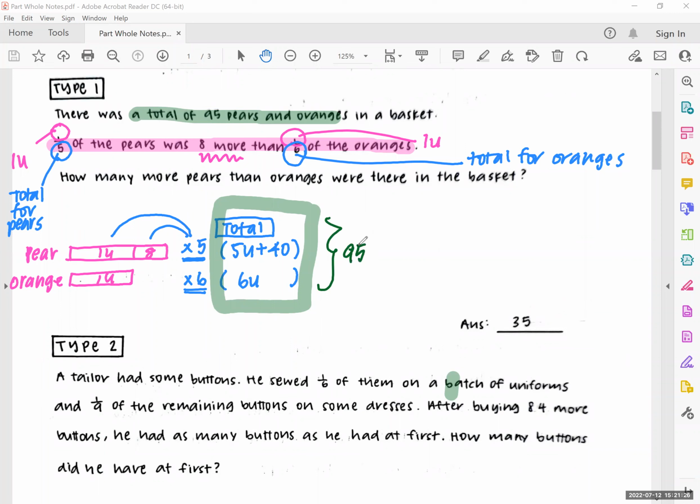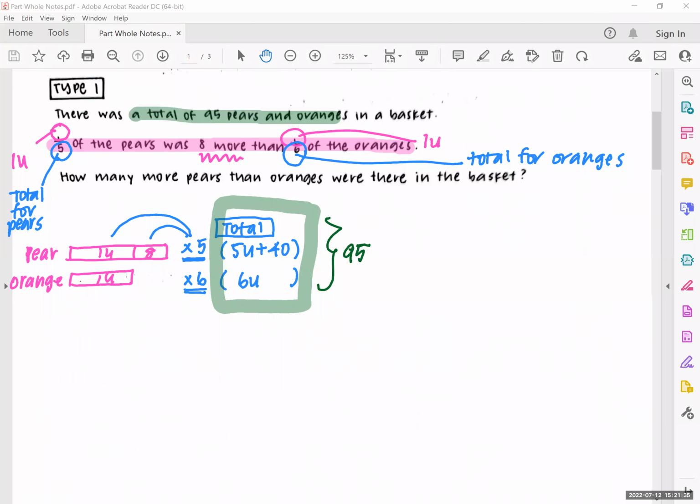Which is how much from the question? 95, right? And from now, can we form our equation already? Yes, we can. I do not have enough space, so that's why I don't want you all to write first, because you need a lot of space. So right now, green with green, we can write down our information. We can say that here, total for pears is 5 units plus 40, because this is for the pears, right? Plus the oranges, which is 6 units. This is for the oranges, correct? And in totality, we have 95.